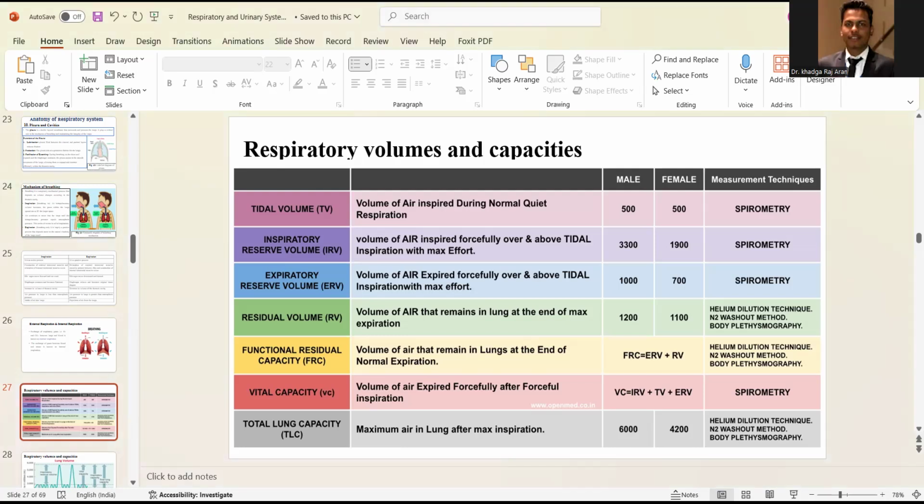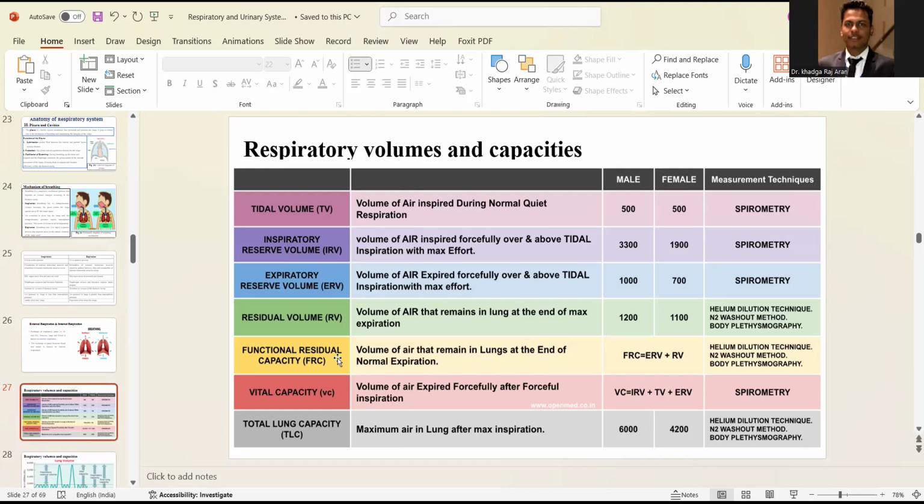Next is the residual volume, that is defined as the volume of air that remains in the lungs after the end of maximum expiration. For example, when I do maximum expiration, the remaining volume present in the lungs is known as the residual volume or RV, and that is around 1200 ml. That can be calculated with the help of the helium dilution technique and some other methods also. Next is the functional residual capacity. It is the addition of ERV plus RV. So if you add the ERV plus RV, then you get the FRC.